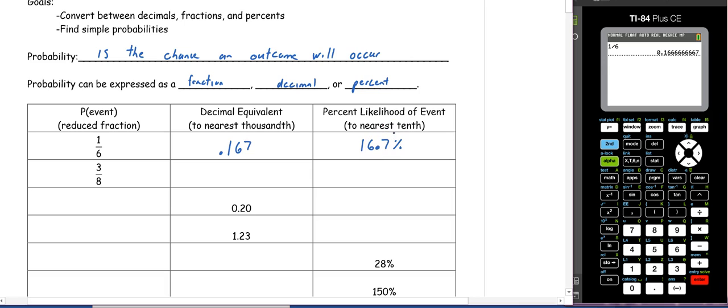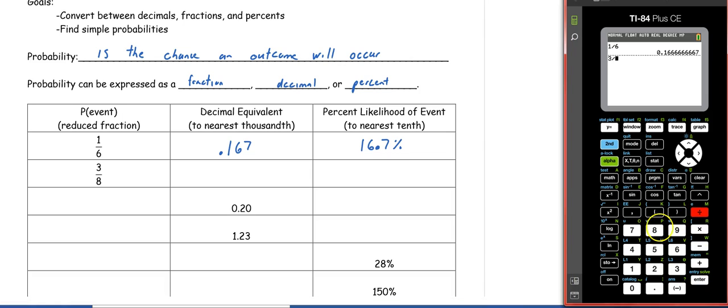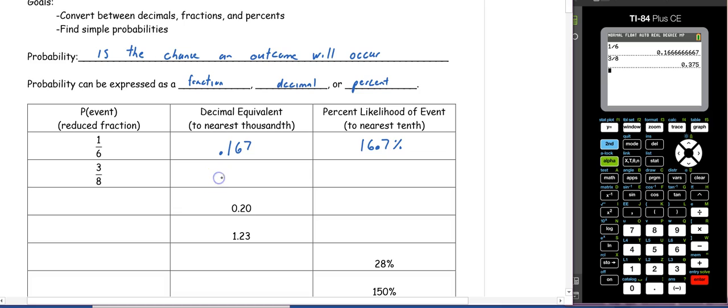16.7%. If our fraction is 3/8, we're going to have 3 divided by 8, and that's going to be 0.375. And when we move that to a percent, we move the decimal point 2 places to the right, so we have 37.5%. Now, when we have a decimal already given to us, to move it to a percent, we're just going to move the decimal point 2 places to the right, so we'd get 20%.